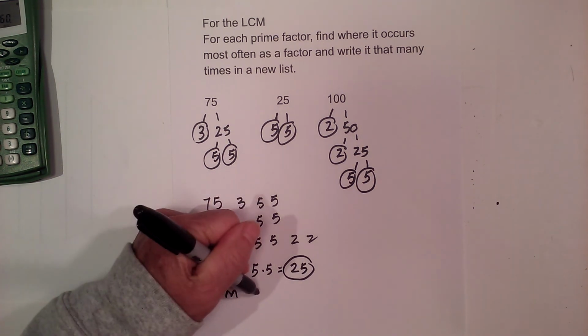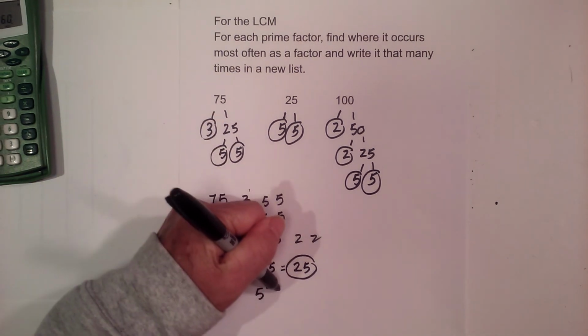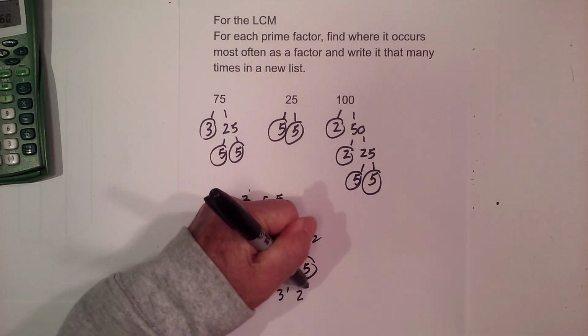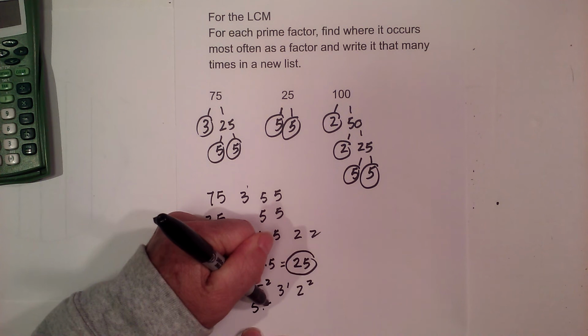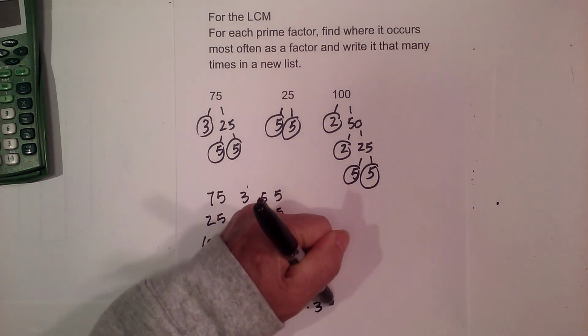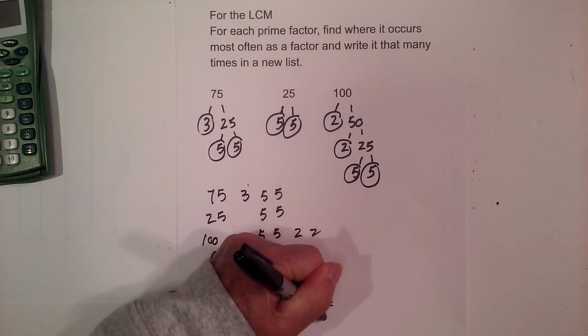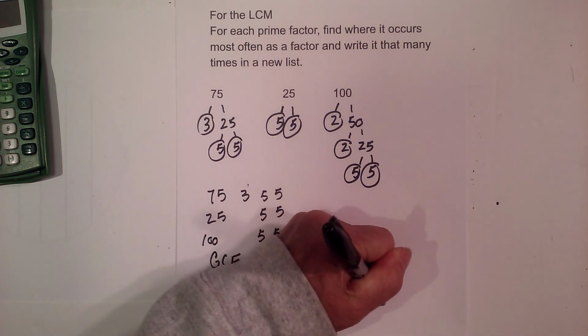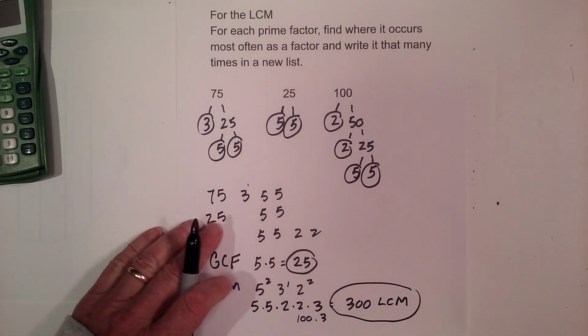Looks like I have 5 squared. Is it on the paper? And it looks like we have 3 to the first. And then we have 2 squared. Let's rewrite it as 5 times 5 times 2 times 2 times 3. And when you multiply all these together, there's 25, there's 50, there's 100, and 100 times 3 equals 300 is the LCM. So there we go, finding the GCF and LCM for 3 or more numbers.